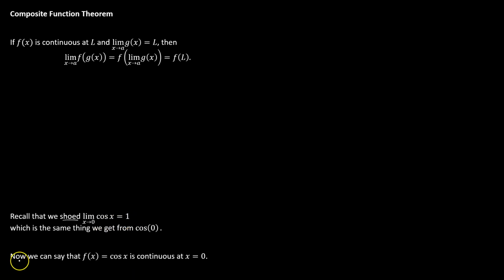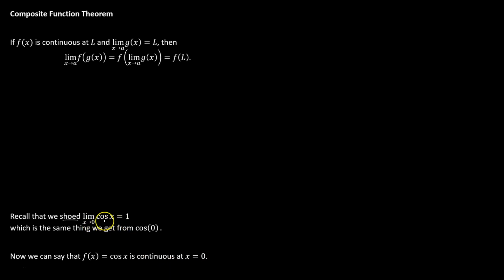Because that's true, we can say that the function cosine x is continuous at the point x equals 0. So the limit exists, it's equal to the real number 1. The function at that point is equal to 1. Since those two things match, we know that we meet all three conditions for continuity at the point x equals 0.